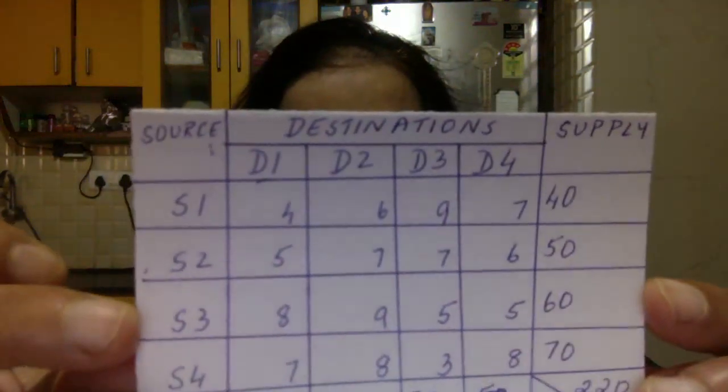Next, third column, D3: 9, 7, 5, 3. Now 3 is the lowest and it is lower than 4. So 3 is the lowest. And in the next column, fourth column, it is 7, 6, 5, 8. So we have 3 as the lowest. Today I'm going to give 3. Go to S4 and see.